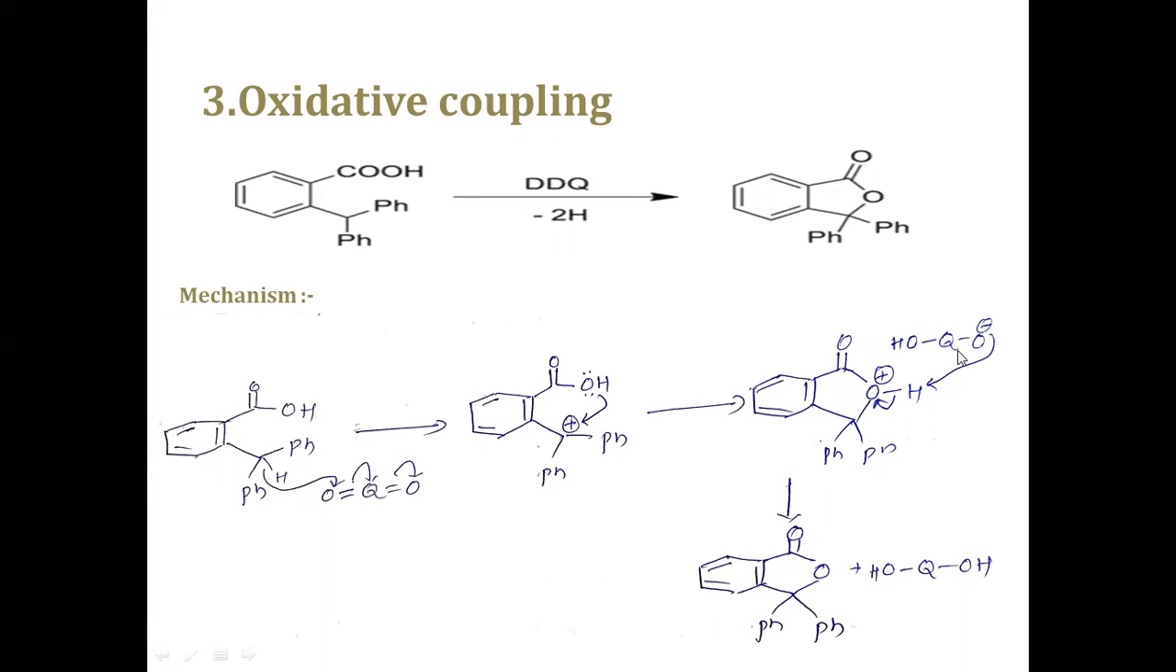Now, partially reduced DDQ, which is in the form of oxide, abstracts this hydrogen. Then DDQ is completely reduced, and you get this product. You get a cyclized product. In the molecule here in this case, you are removing two hydrogens. Okay, it is an oxidation, and it is a coupling type of reaction within the same molecule. This is called an oxidative coupling reaction.